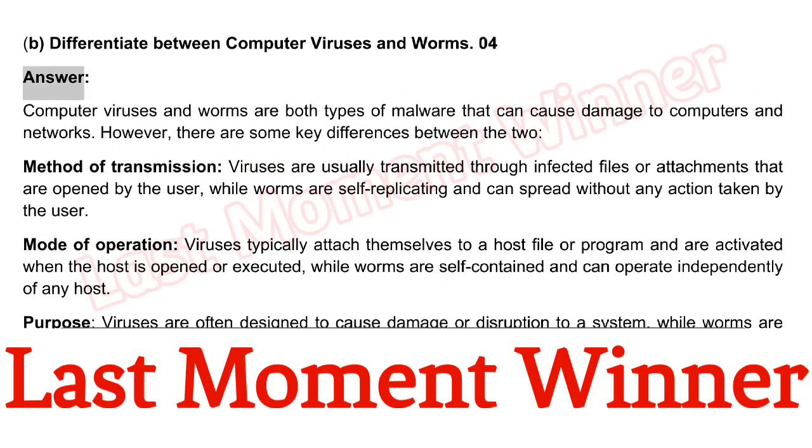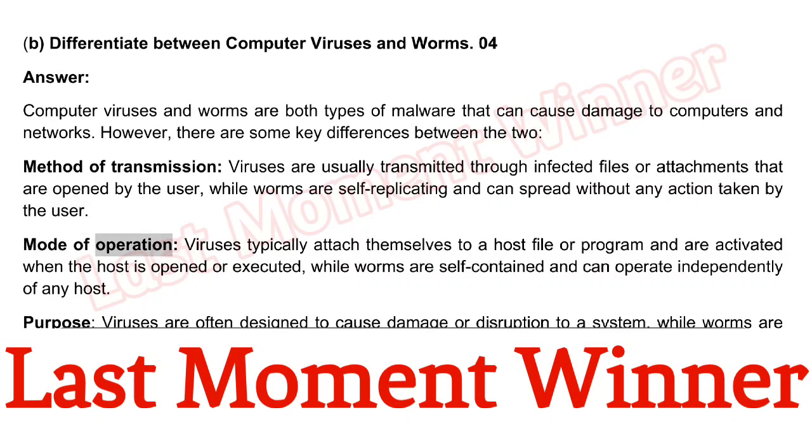B. Differentiate between computer viruses and worms. Q4. Answer. Computer viruses and worms are both types of malware that can cause damage to computers and networks. However, there are some key differences between the two. Method of transmission. Viruses are usually transmitted through infected files or attachments that are opened by the user, while worms are self-replicating and can spread without any action taken by the user.